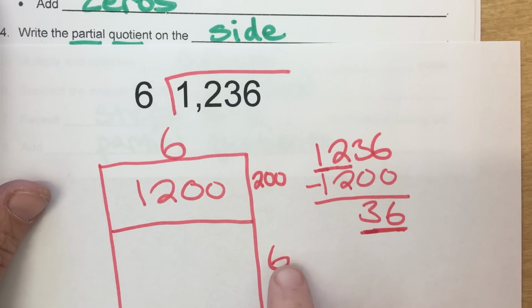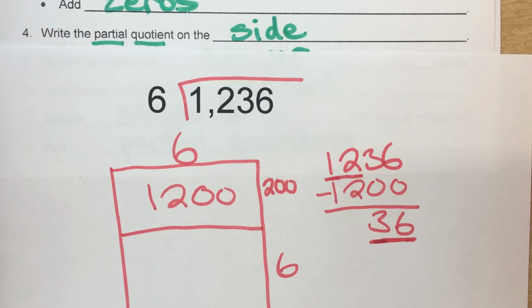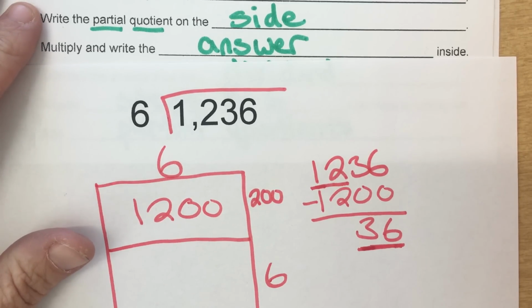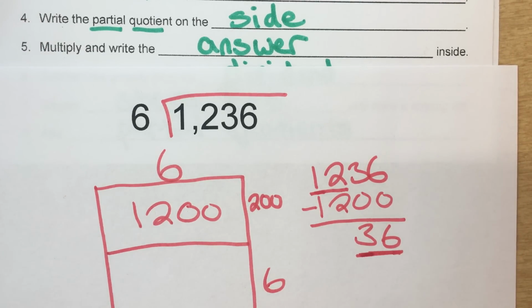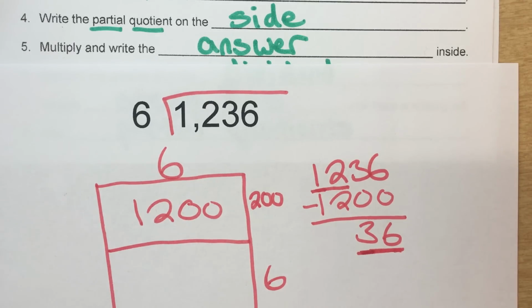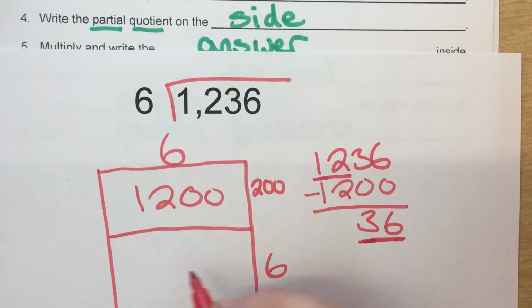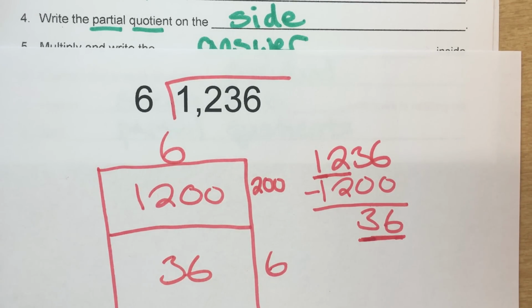Step 4 says I write that on the side. Step 5, I'm going to multiply and write the answer right here. So what do I have there? 6 times 6 is 36.